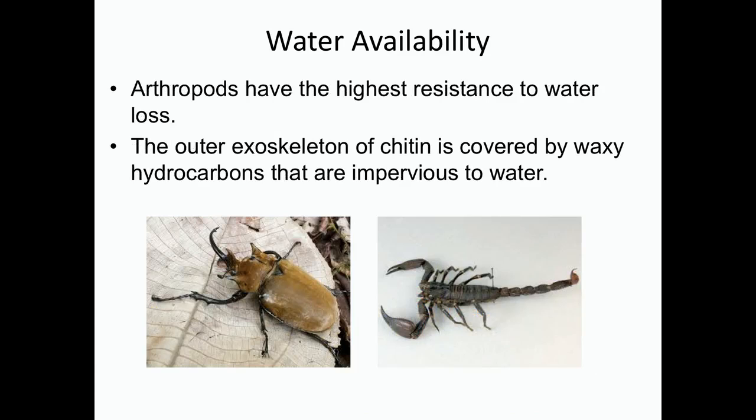Arthropods, so things like beetles and scorpions, have some of the highest resistance to water loss, and this is because they excrete on the outside of their body something called an exoskeleton made of a carbohydrate called chitin, and a waxy coating on the outside of that exoskeleton that is impervious to water. And so they do not lose water really at all across their skin, across the outer part of their body. And so they can be very resistant to water loss.